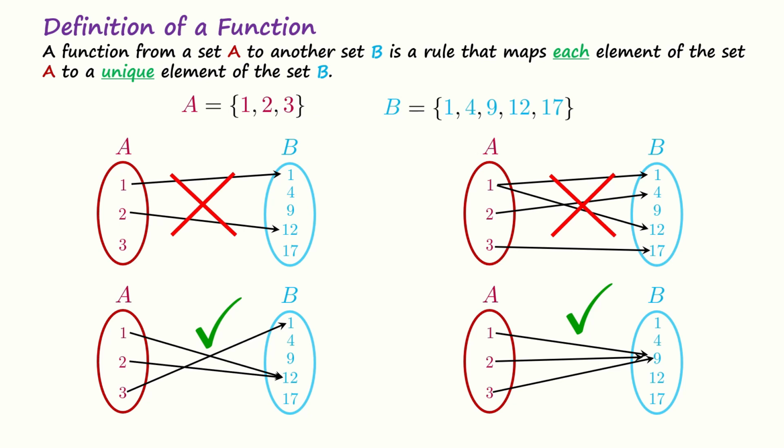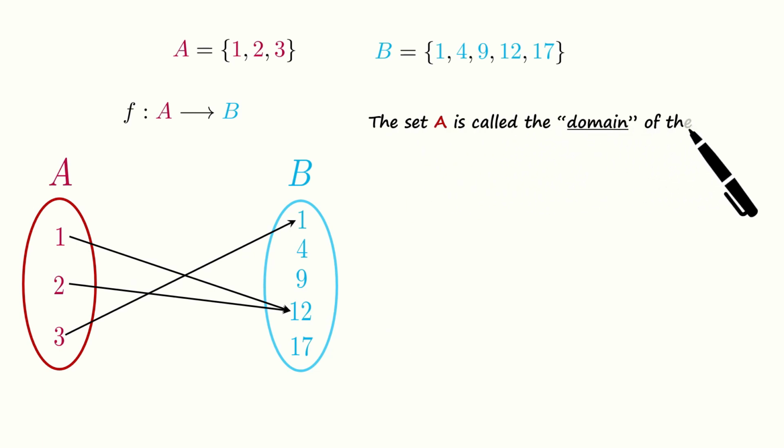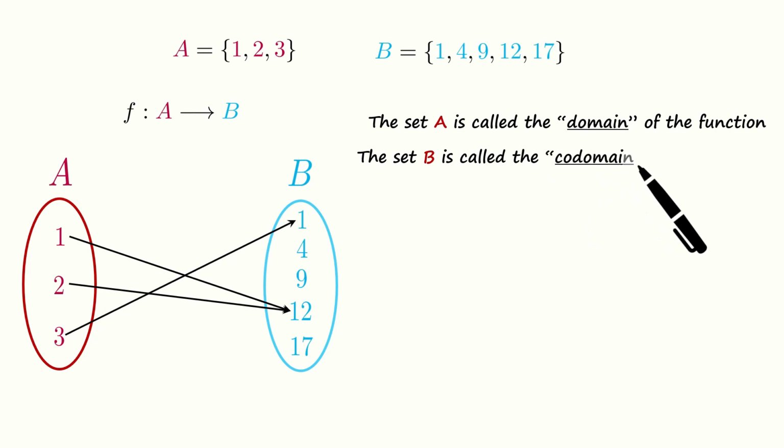Now let us see what is meant by the domain, codomain and the range of a function using this example. The set A is called the domain of the function. The set B is called the codomain of the function. In general, the range of a function is a subset of the codomain B. The range consists of the elements of the codomain which are associated with one or more elements of the domain.